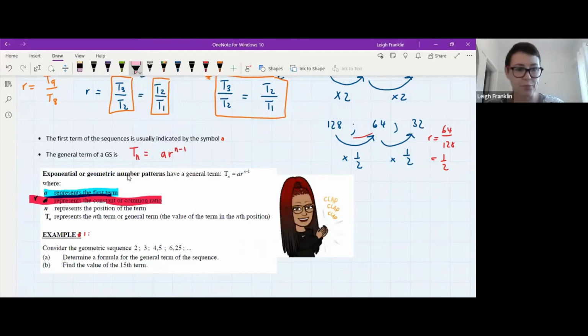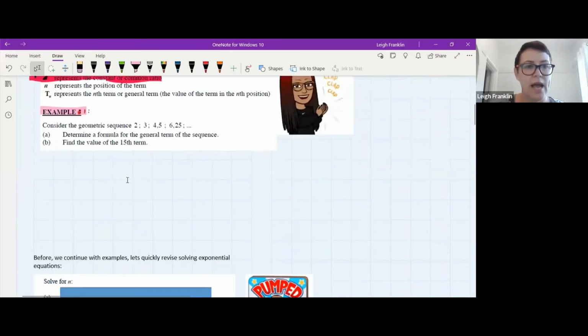Everybody good? All right, so let's go and have a look at the first example. Here we have to consider a geometric sequence, and the sequence goes 2, 3, 4.5, and then 6.25. They want us to determine a general formula, a formula for the general term of the sequence.